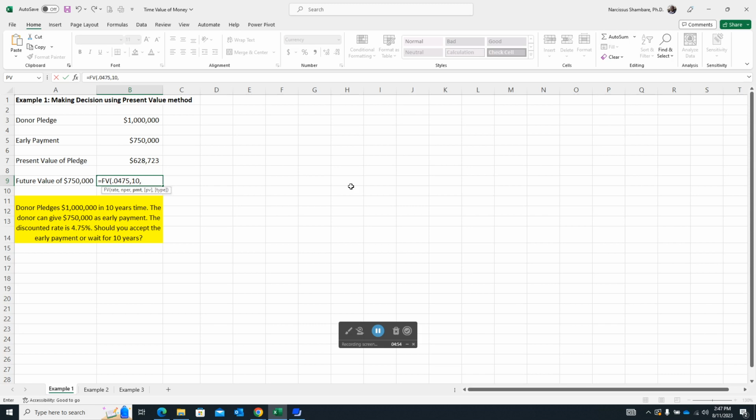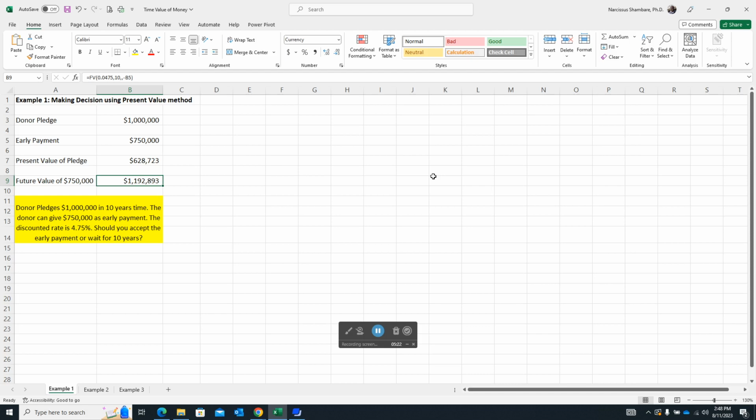We want the present value, right? So we'll put another comma to bypass the payment, and so the PV, the present value, is actually that 750,000. Remember to put it minus 750,000 so that Excel can return a positive value. Closing parenthesis, press enter.